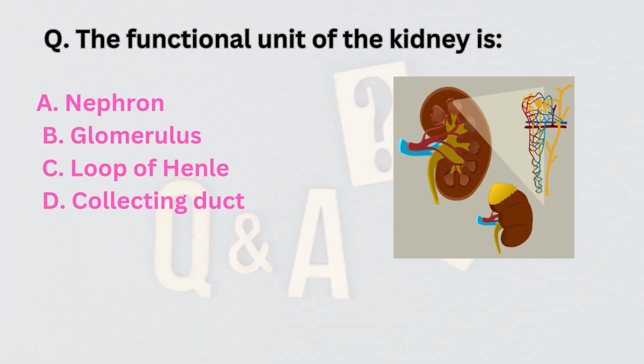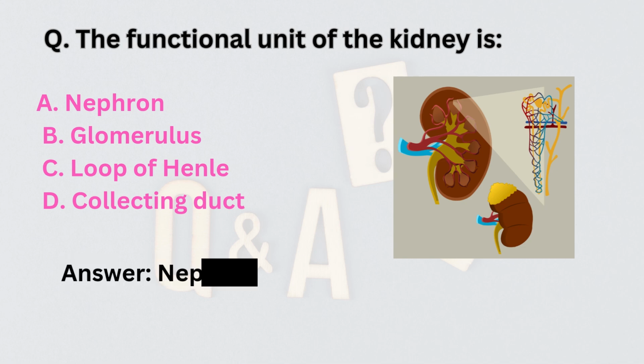Next question. The functional unit of the kidney is? Options are nephron, glomerulus, loop of Henle, collecting duct. The correct answer is A, that is nephron. What is nephron? Nephron is the functional unit of the kidney responsible for filtering blood, reabsorbing needed substances and secreting waste products to form the urine.